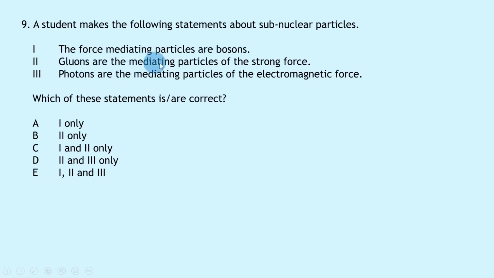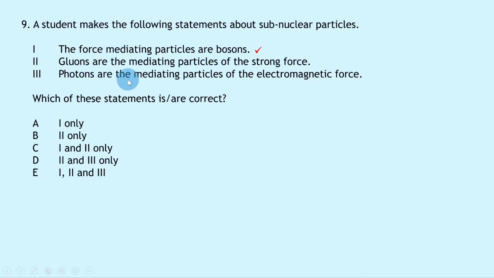So the first one, the force-mediating particles are bosons. That is true, and remember that comes from the diagram of the Standard Model, where the 4 force-mediating particles, the gluon, photon, W and Z bosons, and the hypothetical graviton, they are all bosons.